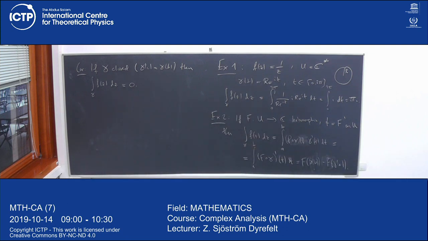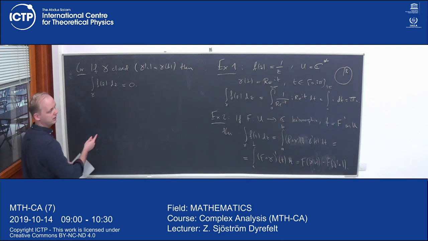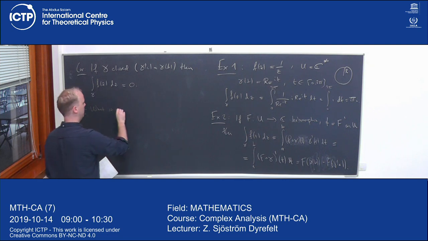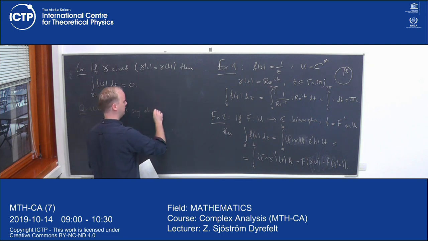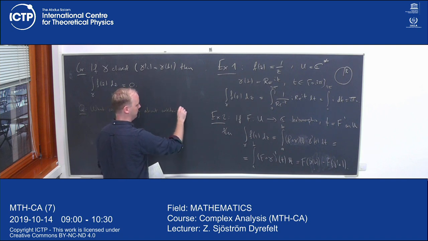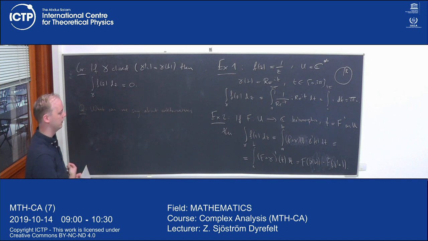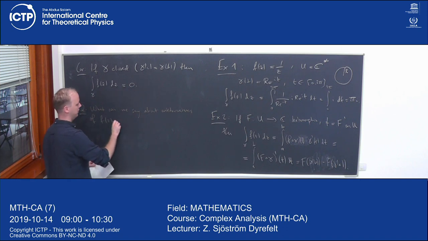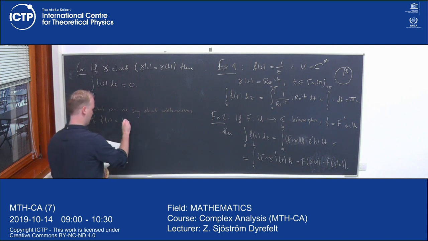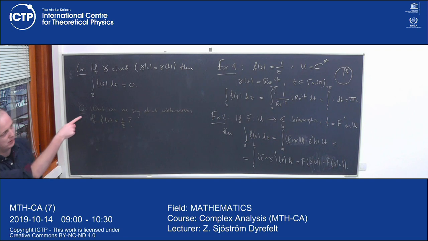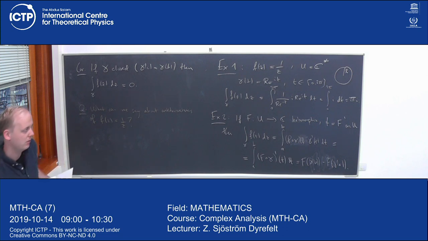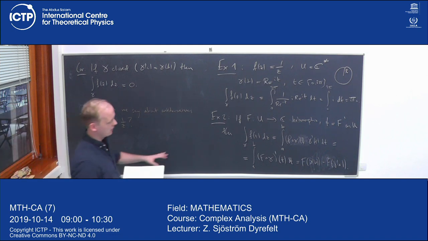If you look at example one, what can you say about antiderivatives of this function f of z equals 1 over z? Antiderivatives, primitives, these are two ways of saying the same thing. What can we say about this, using both these examples, if we put them together? Not holomorphic, it's not holomorphic, yeah.